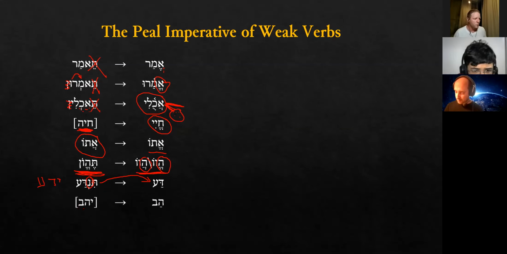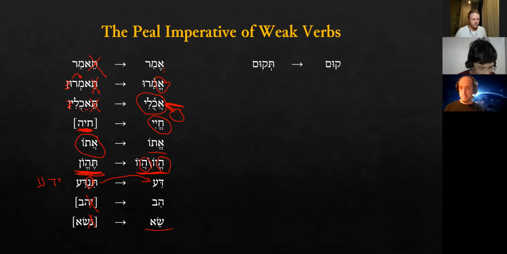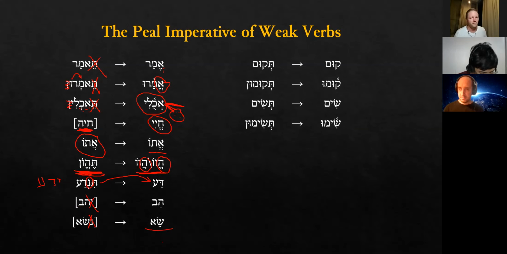Yahav. We don't see an imperfect form in the Bible, but yahav as an imperative goes to have. Okay, give. And nasa, just like in Hebrew, the noon also drops off. Nasa, se. Tkum, kum. Kumun, kumu. Tsim, sim. Tisimun, simu.